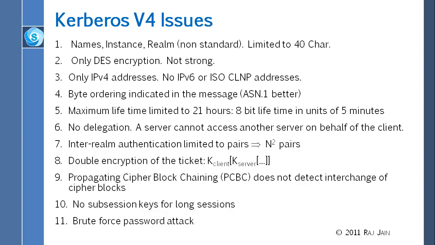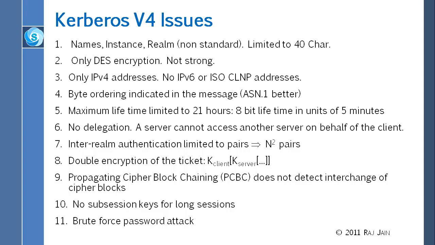So the second thing is DES encryption. They only use DES, and we know that DES is no longer good. So we could not use AES because it was just built into the protocol. Only IPv4, it was built into the protocol. All the addresses were 32 bits long. You could not use any other protocol, such as ISO CLNP.